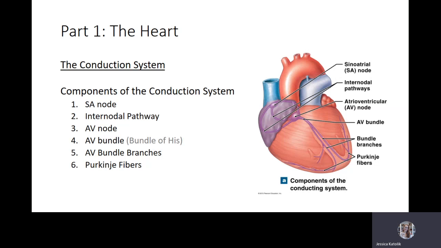Because of this pause, the atria can fully contract, filling the ventricles up, and then the ventricles will contract, pumping as much blood out as it can for that heartbeat. So remember, the AV node creates a pause. The electrical signal then will pass through the AV bundle, or I may also call it the bundle of His.